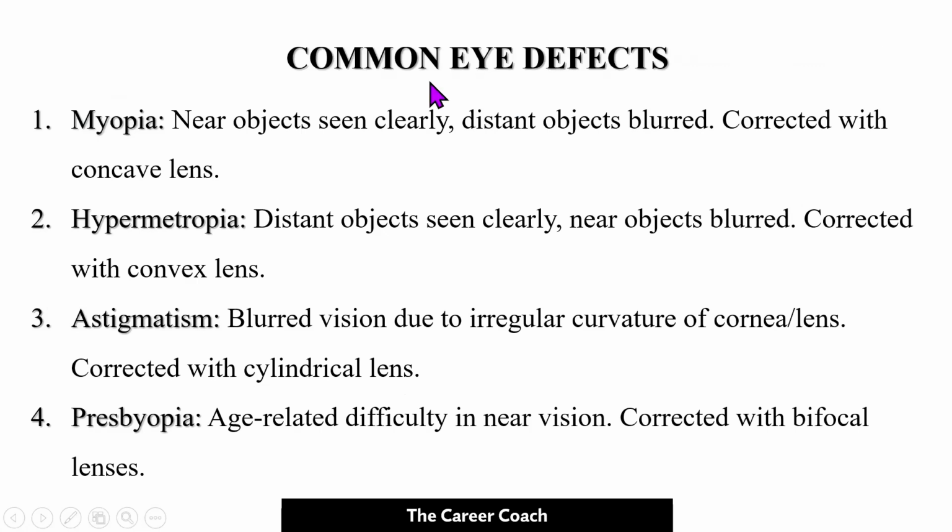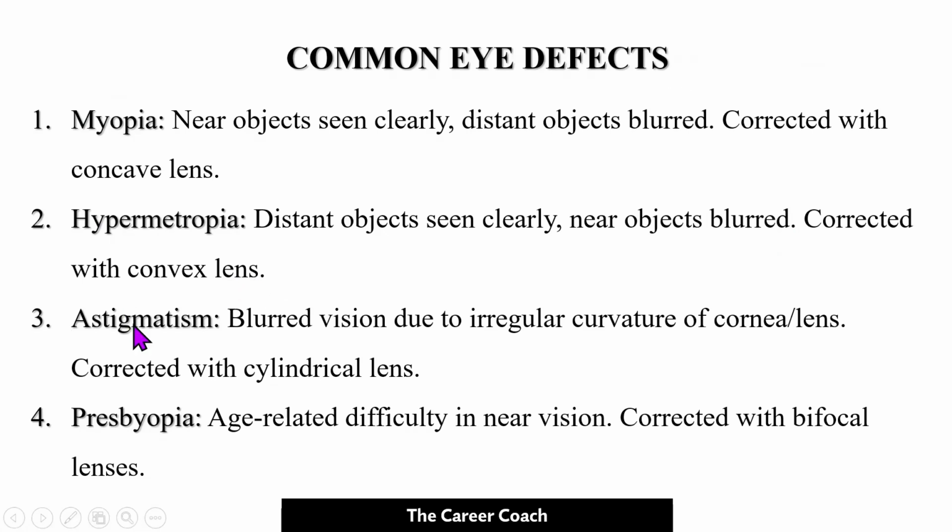Common eye defects. Number 1 is myopia. Near objects are seen clearly in myopia, distant objects are blurred. Myopia is corrected with a concave lens. Take note, hypermetropia, which is long-sightedness. In hypermetropia, distant objects are seen clearly, near objects are seen as blurred. It is corrected with convex lenses.